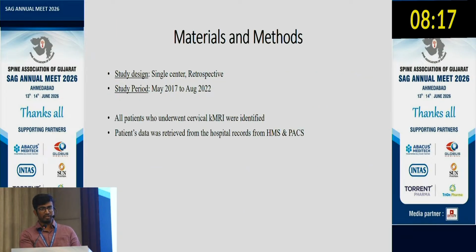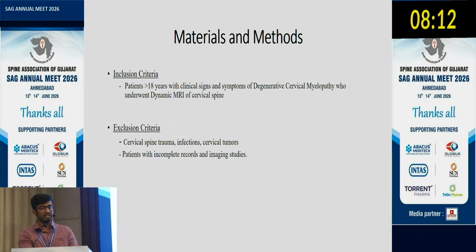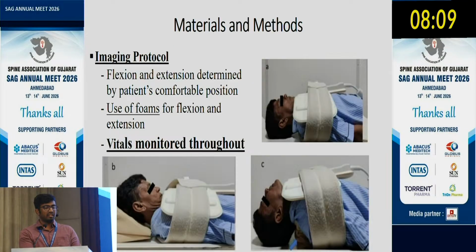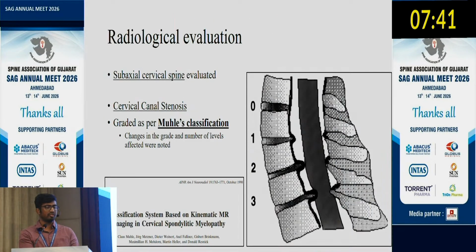It's a retrospective study with a 5-year duration, and all patients who underwent kinematic MRI at our institute were analyzed. This was our imaging protocol: flexion and extension, with foam under the head or under the shoulder. Only the maximum comfortable position of the patient was taken, without any force. If the patient is comfortable in that position, that is the maximum extension, and we took the MRI there. Vitals were monitored to make sure there were no issues.